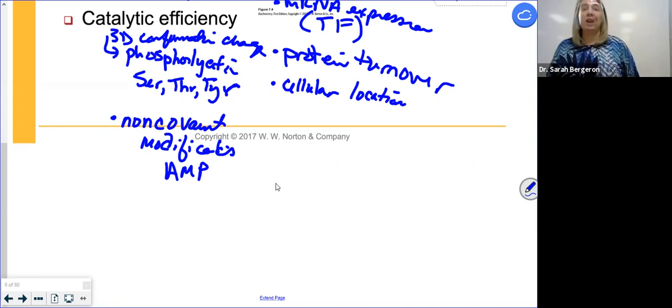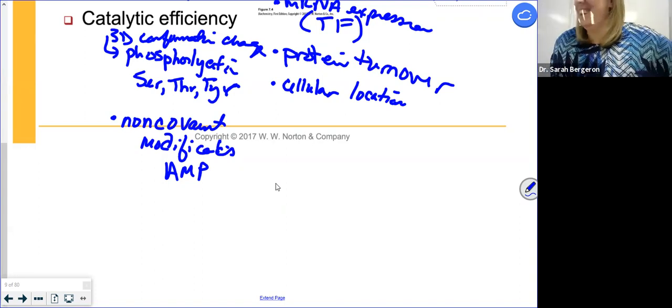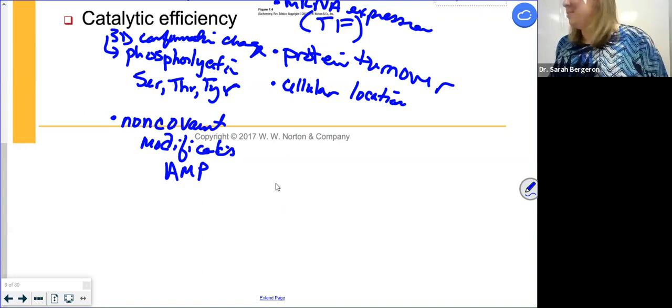So some modifications make the activity increase. Some modifications make the activity decrease. Just because you phosphorylate something doesn't mean it's going to become more active. Phosphorylation could be either way. Binding could be either way. It depends. All right, y'all are telling me it's time. We'll finish this next time. So remind me, we did phosphorylation and we did non-covalent interactions.